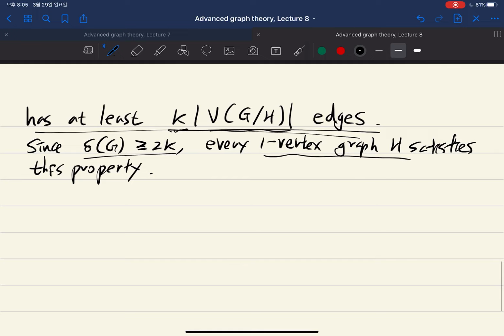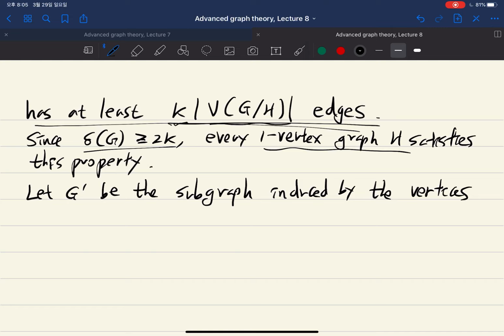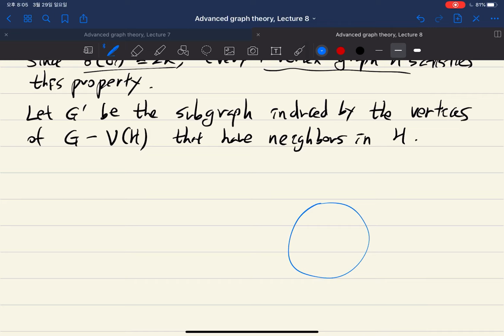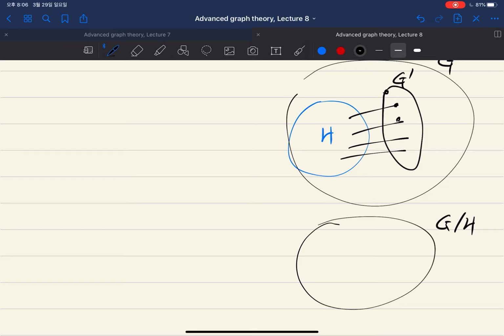And let G prime be the subgraph induced by the vertices outside H that have neighbors in H. So what's the picture? We have this H. And then in G, we have some vertices which have neighbors in there. And that's actually G prime in this G. Here, once you contract H, then this H becomes just one vertex. Let's say this is the vertex, and G prime is here, and then we have this.